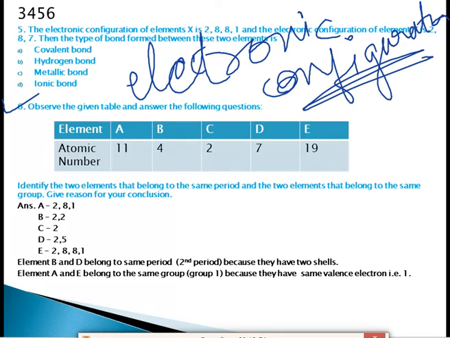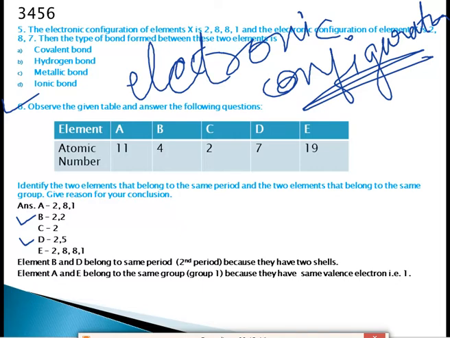Now we have to check in which elements the shells are common. You can see in element number B and element number D, 2 shells are present, 2, 2 and 2, 5. In the first shell 2 electrons, second shell 2 electrons. In this one, first shell 2 electrons and second shell 5 electrons. These two elements are having 2 shells, that is common. So both element number B and D will be present in the same period.